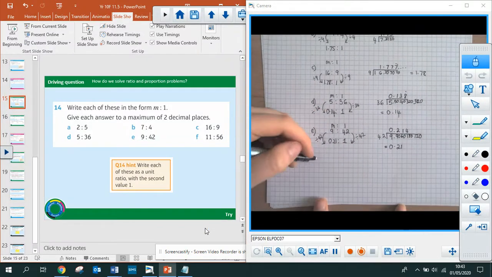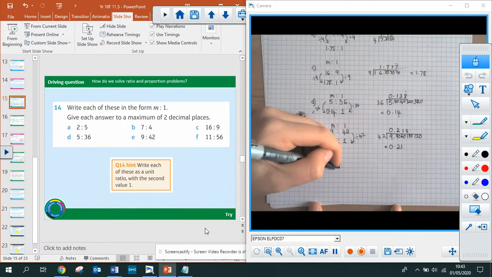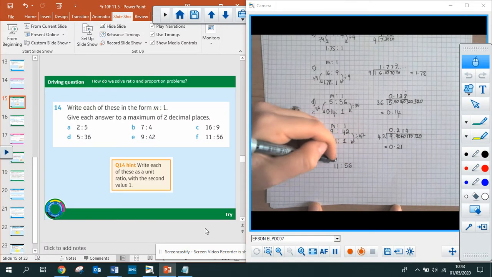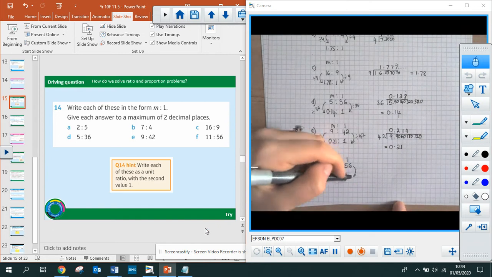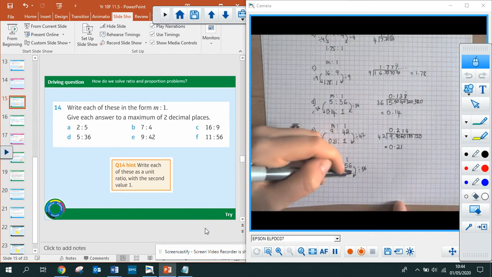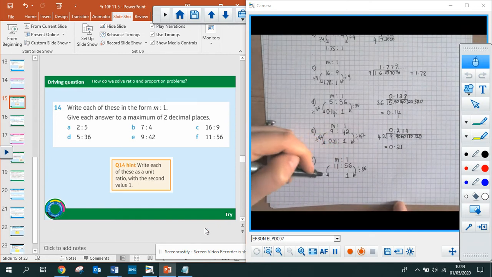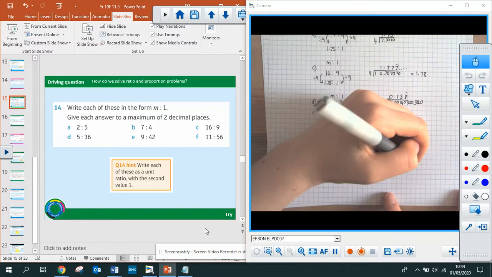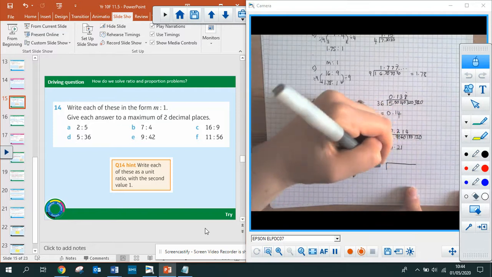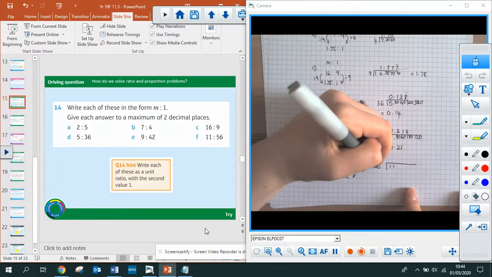Last one, F. We have got 11 to 56, and we're doing it m to 1, remember, so this number is going to be the one that's 1 in our final answer. 56 divided by 56 is how we get to 1. Therefore, we need to do 11 divided by 56. So let's do that. We have 11 here, and 56 here.